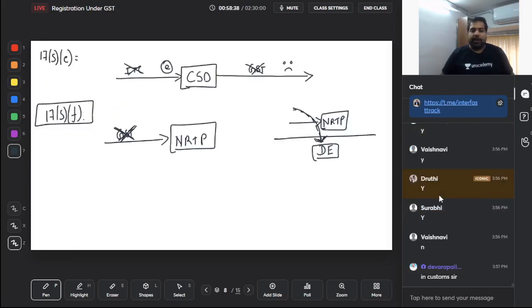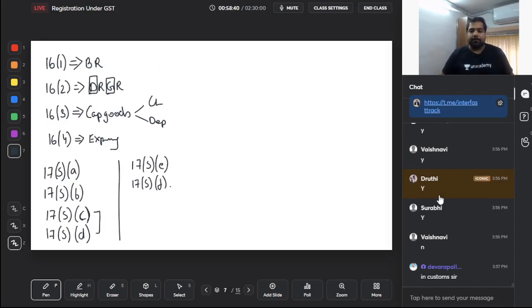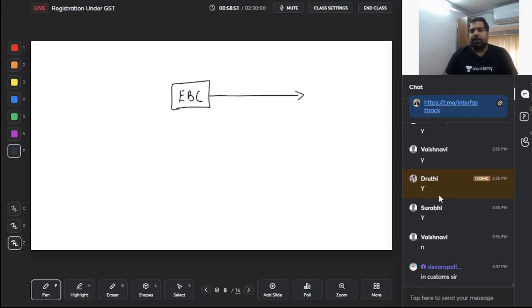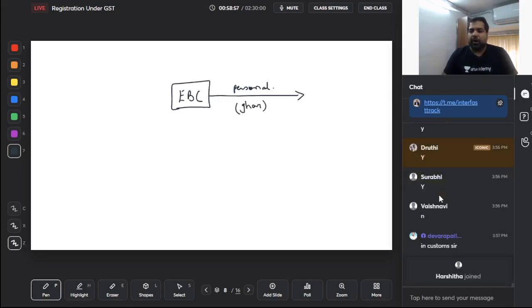Alright, next. Guys, this is a Hindi shortcut, but I think you will understand this very easily. I'm very sure you'll understand it. Guys, this is electric bike company, and they make some personal supply. That means they take some supplies at home, they take some personal supplies, ghar pe. The shortcut is ghar pe.